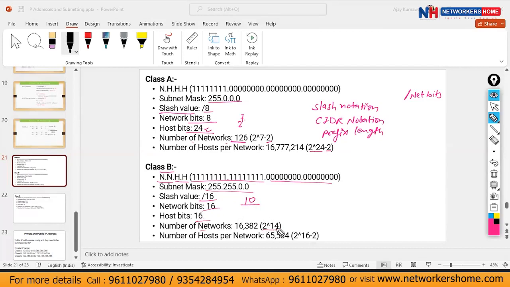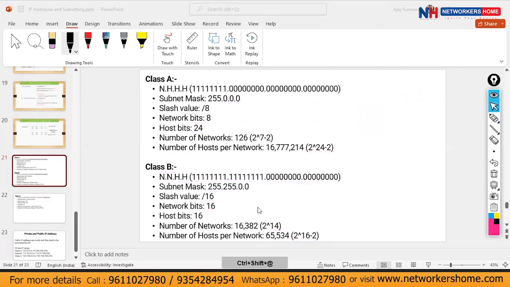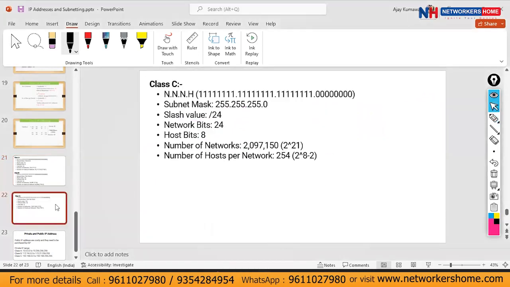So 2 raised to power 14 will be your number of networks. Host bits are 2 raised to 16. So number of hosts per network will be 2 raised to power 16 minus 2. Okay. Then we have the class C.